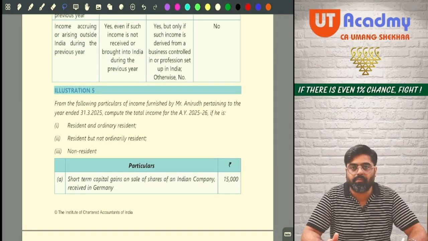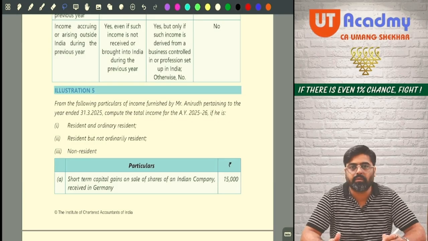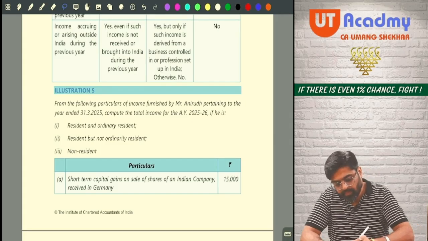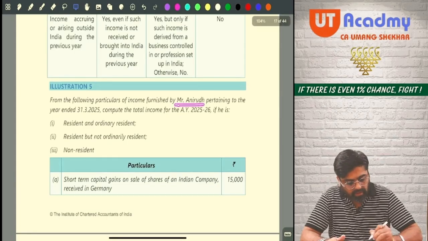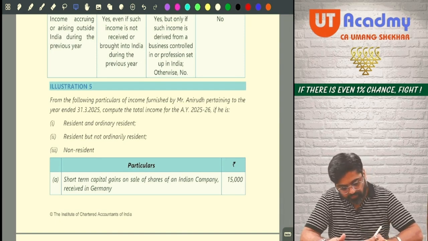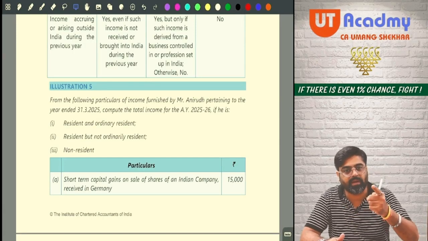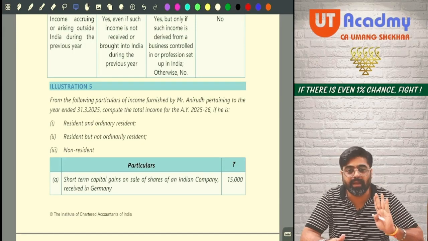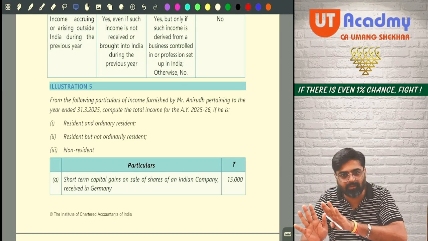ICAI study material. Everyone, illustration number 5. Shall I start? Okay. See. From the following particulars of incomes furnished by Mr. Anirudh pertaining to the year ended 31st March 2025. Year ended 31st March 2025 means what? The details are given for 24-25, meaning previous year 24-25.